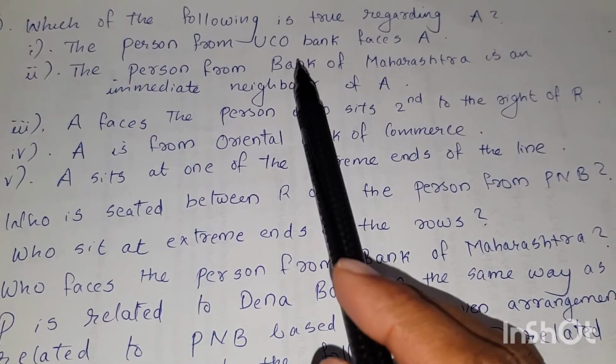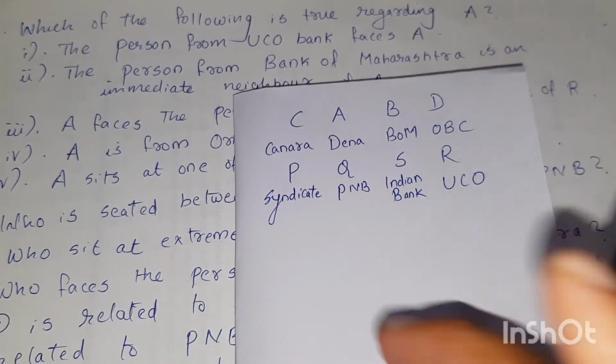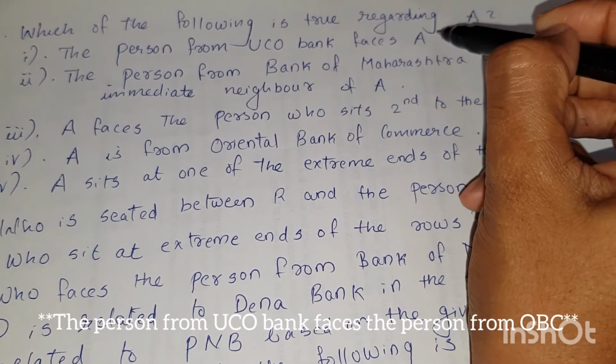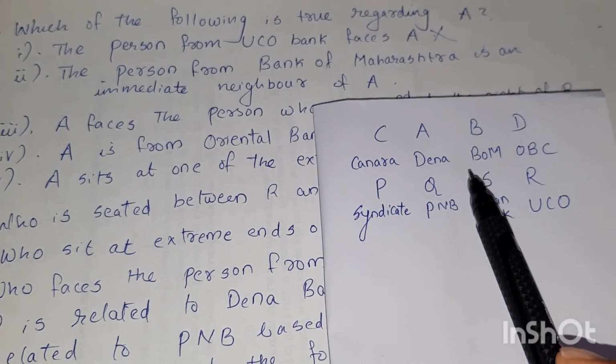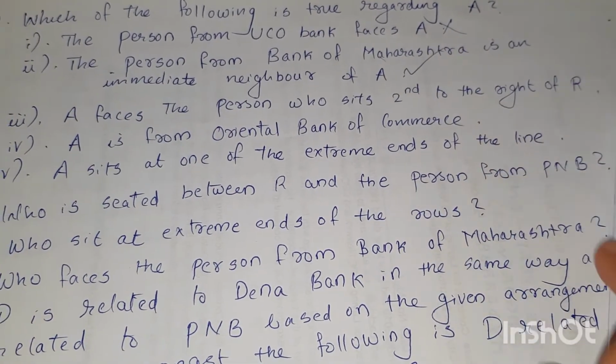Now the first question is, which of the following is true regarding A? The person from UCO Bank faces A. No, the person from UCO Bank is facing PNB, so this is wrong. Then the person from Bank of Maharashtra is an immediate neighbor of A. Second one is true. Going to the next question.